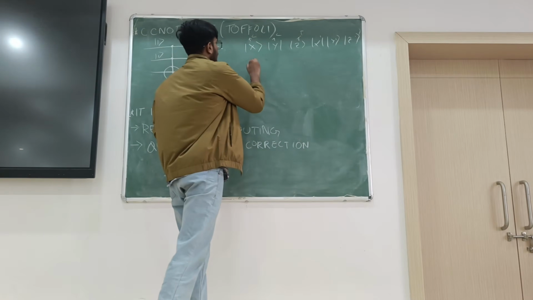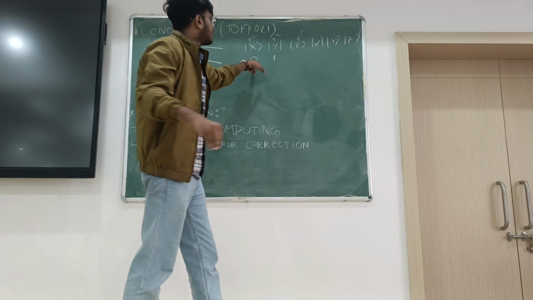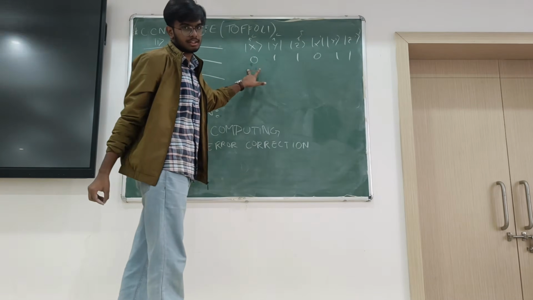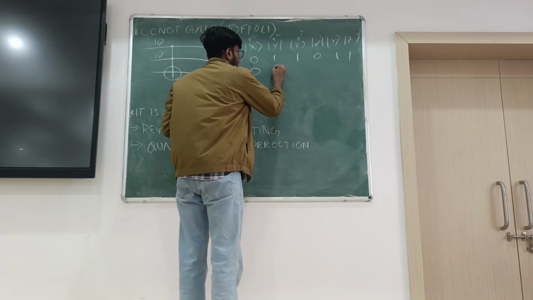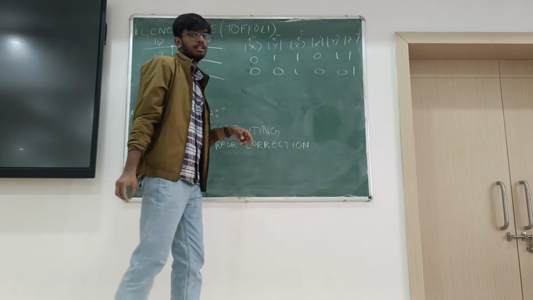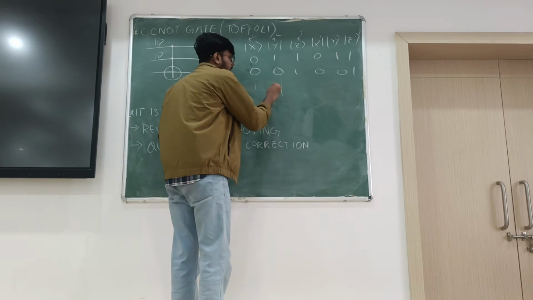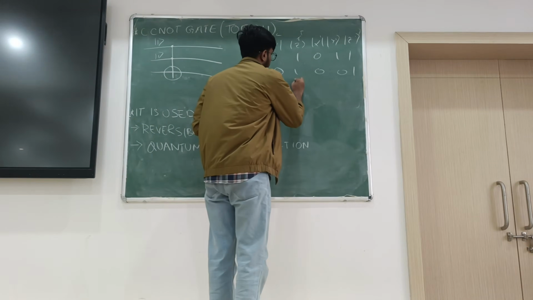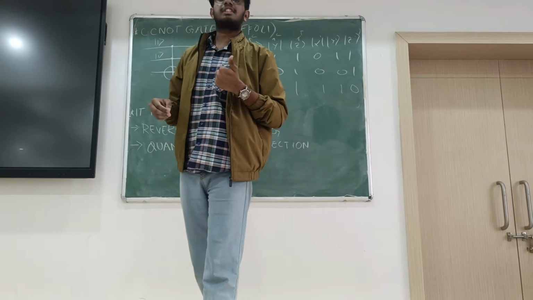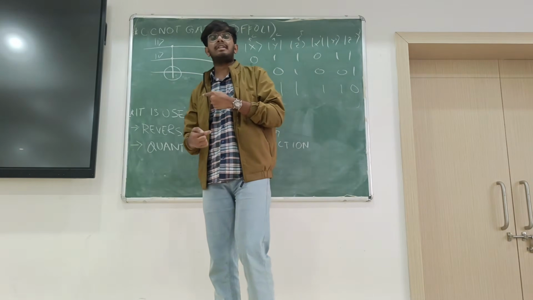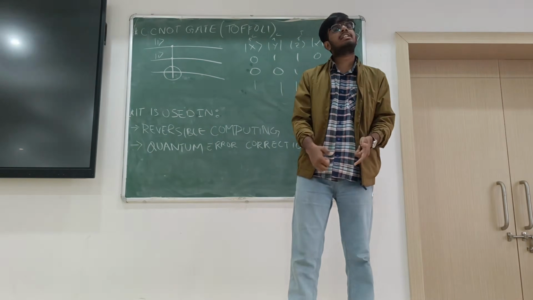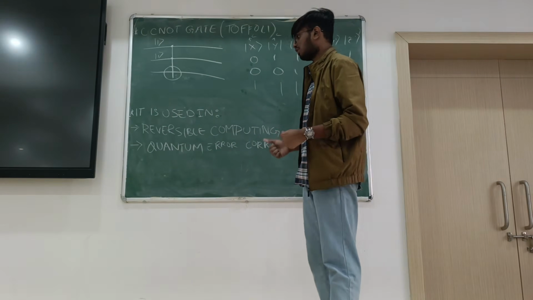Now, if either of them is 0, then the target bit would not be flipped. The answer would be the same, like this. Or if both of the control bits are 0, then the target bit wouldn't be flipped. If both of the control bits are 1 qubit, then the target bit would be flipped, which will be like this. The importance of this gate is that it is a universal gate. It can be changed into any gate. And the second advantage is that it is a reversible gate, which many of the gates are not.